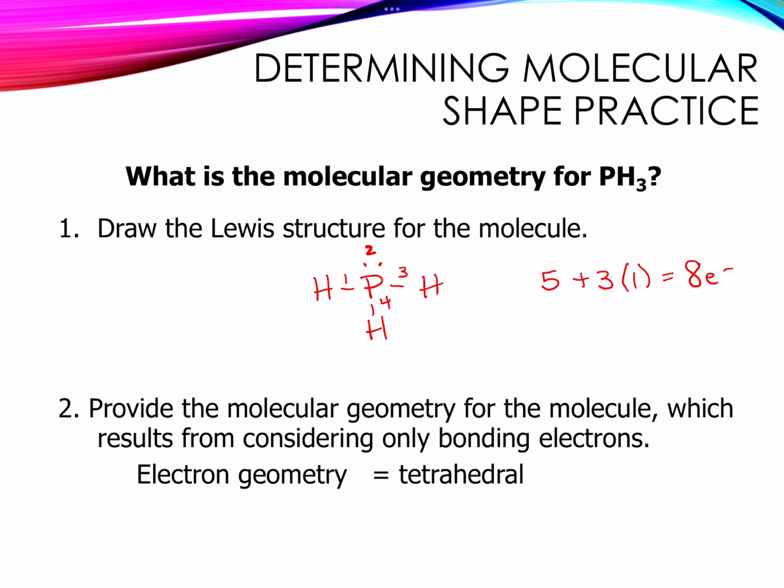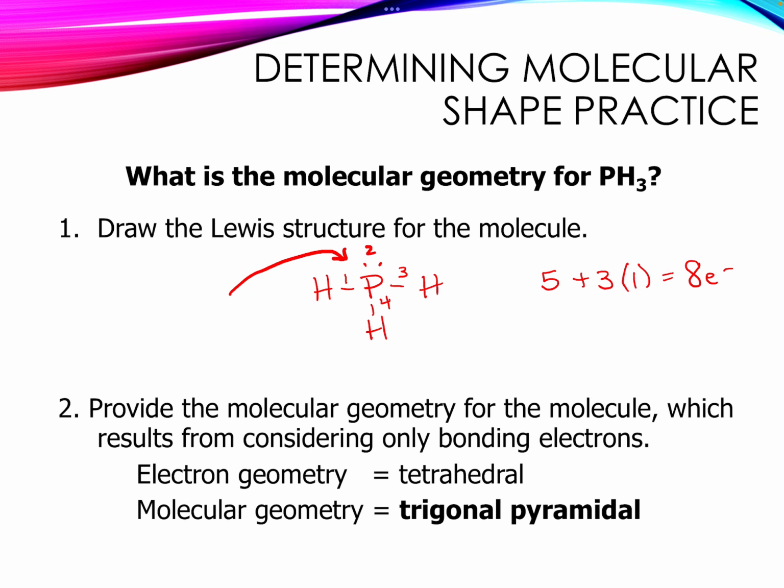However, do you see that not all of those areas are bonds? Up here, we have a lone pair. So that means that our electron geometry and our shape are not the same. We need to figure out what is the shape that corresponds to 3 bonds and a lone pair. That shape is called trigonal pyramidal.